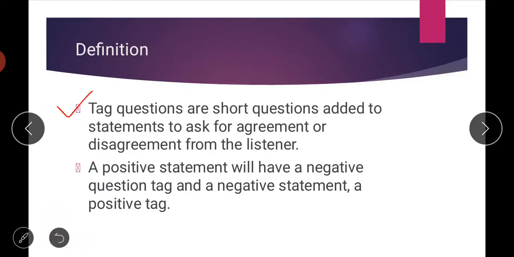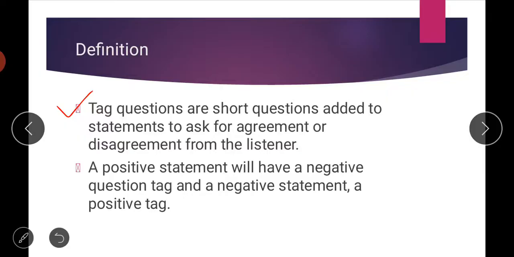So the first thing, definition of tag question. So what is a tag question? Tag questions are short questions added to statements to ask for agreement or disagreement from the listener. It means you're telling something to a person, and for his opinion, whether he or she agrees with you or disagrees. To ask that, we add tags at the end of our statement.